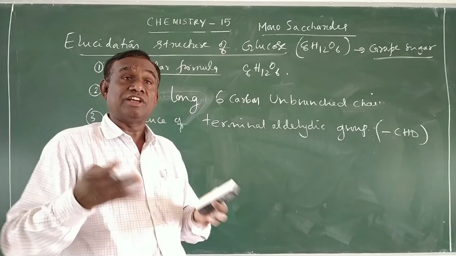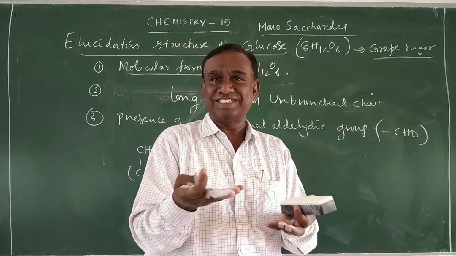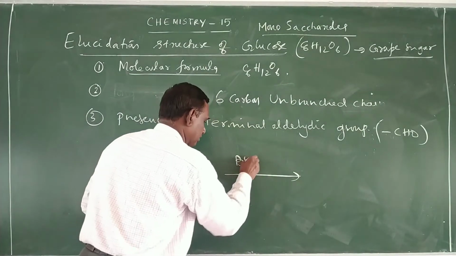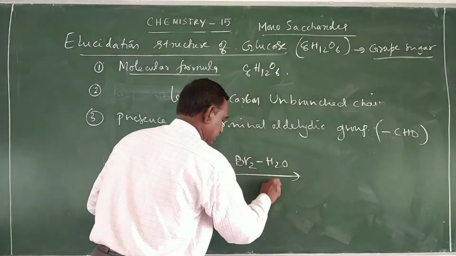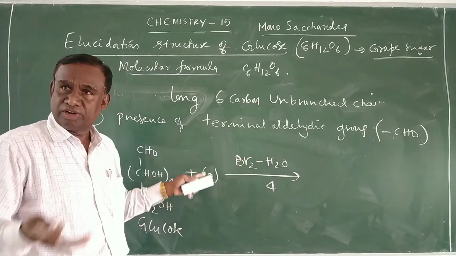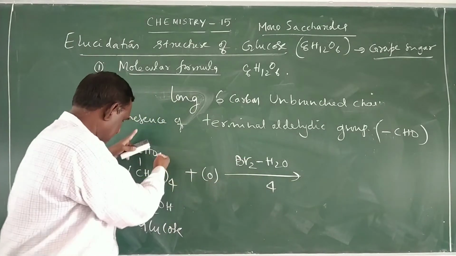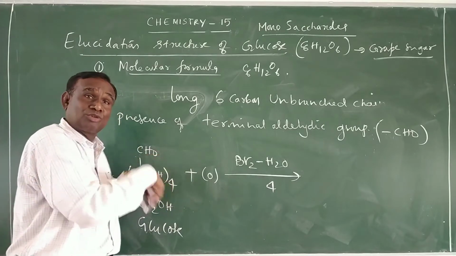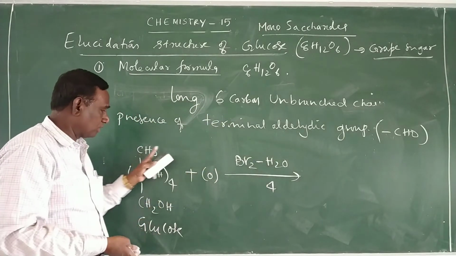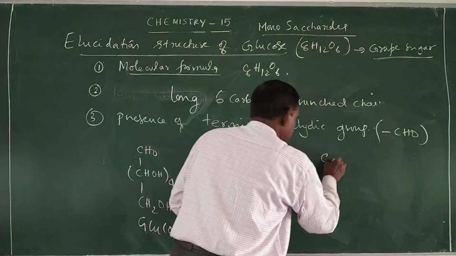It can be explained by the oxidation reaction. Let me write: oxidation with bromine water, Br2/H2O. Bromine water will provide nascent oxygen. Therefore, this CHO group will undergo oxidation. Which group undergoes oxidation? CHO. CHO undergoes oxidation giving COOH.